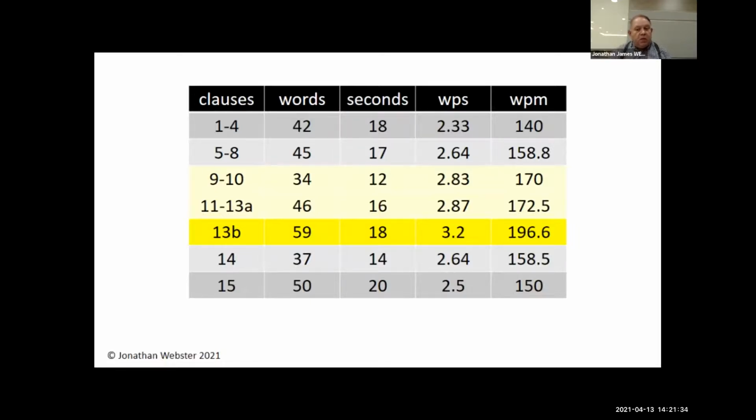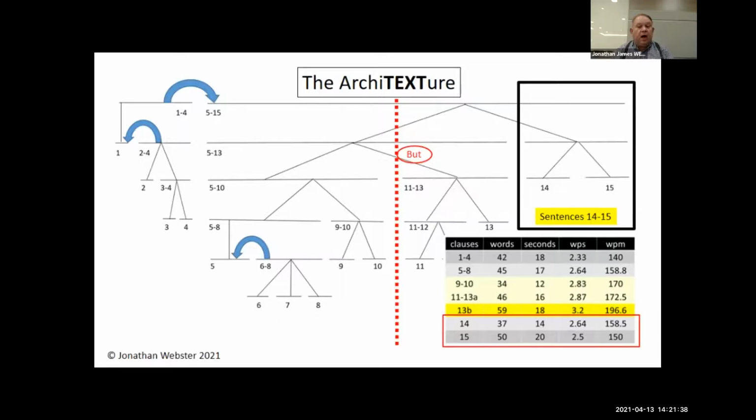There's a build-up within the text. Again, you can see the architecture of the text as it builds in terms of speed, where it gets up to that point of sentence 13 where he's talking so fast. It is because of the intensity of what he's feeling.